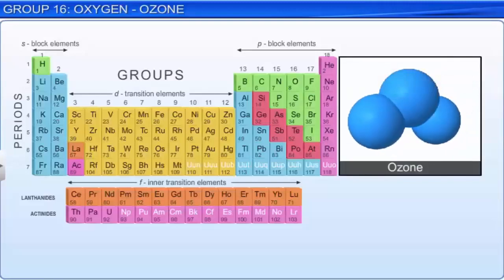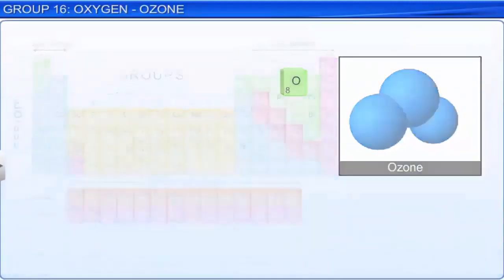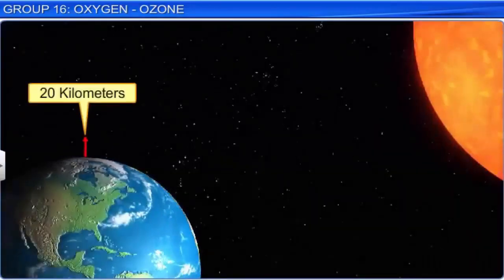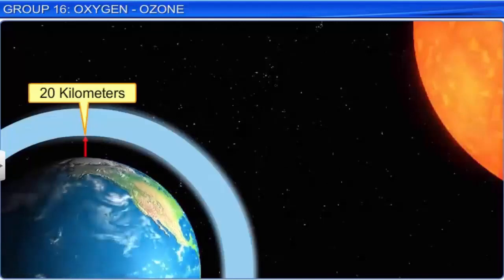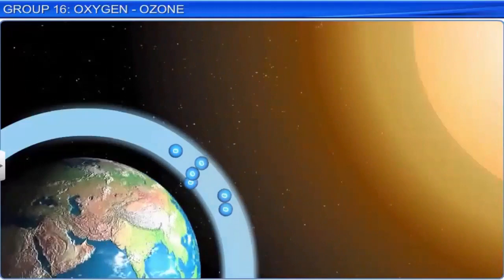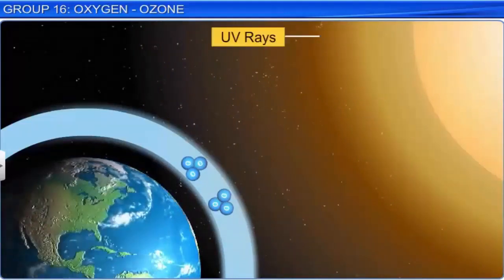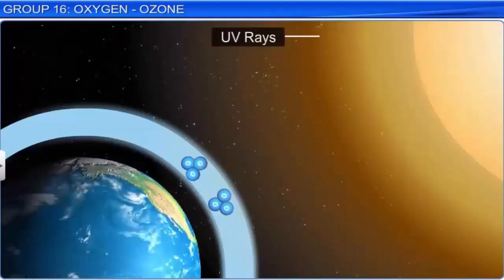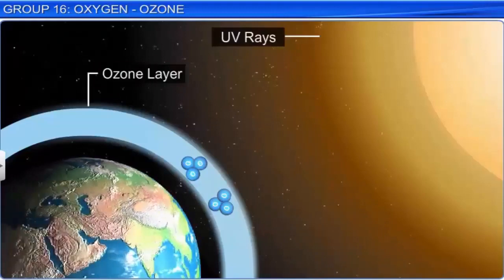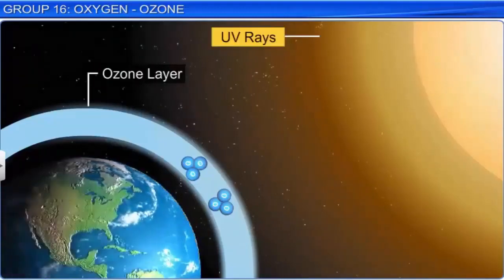Ozone is an unstable triatomic allotropic form of oxygen. It is present in the atmosphere for about 20 kilometers above sea level. It is formed from the oxygen present there under the influence of ultraviolet light from the sun. Ozone is of vital importance in protecting the Earth's surface from excessive exposure to ultraviolet radiations.